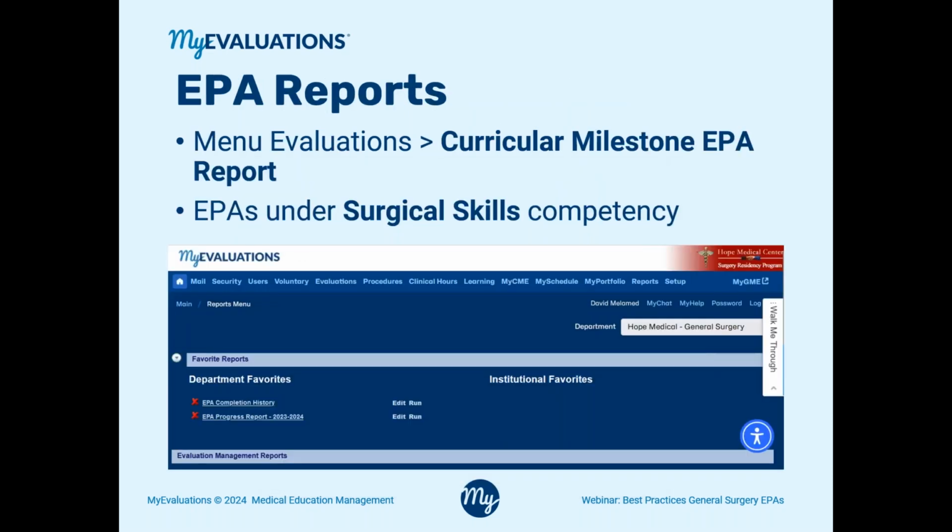Additionally, you can access the menu option evaluations, and on the bottom right-hand side, access the curricular milestone EPA report. All of the general surgery EPAs are listed under the surgical skills competency. So once you select the surgical skills competency, you will be able to run specific reports. In addition, under your menu option reports, we have provided 2 department favorites for you to run, EPA completion history and EPA progress report, that you can use as well.